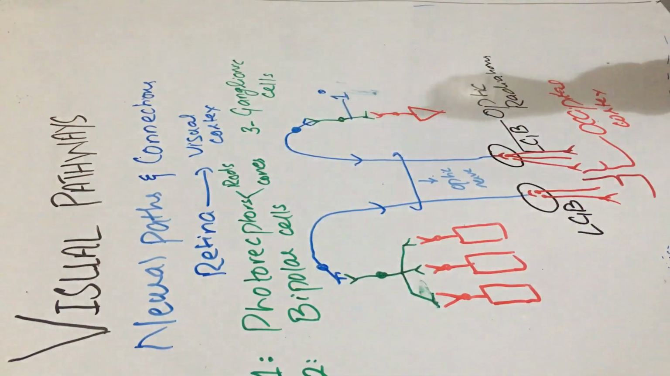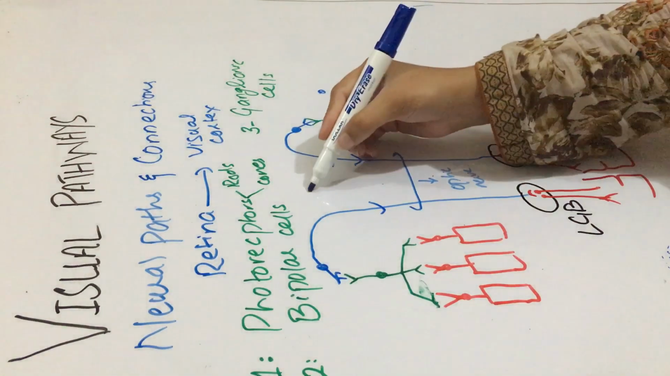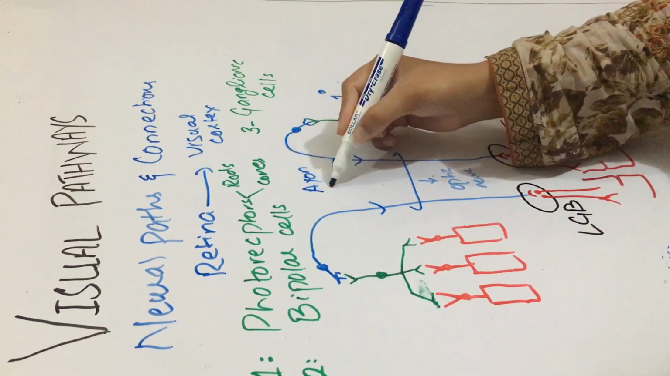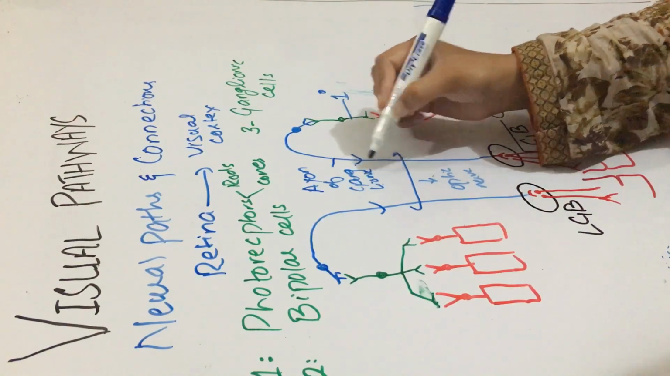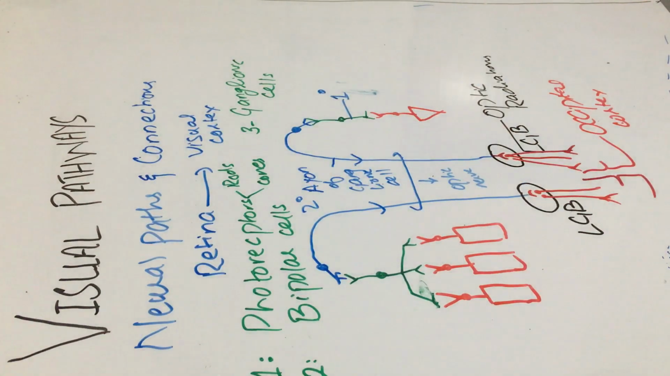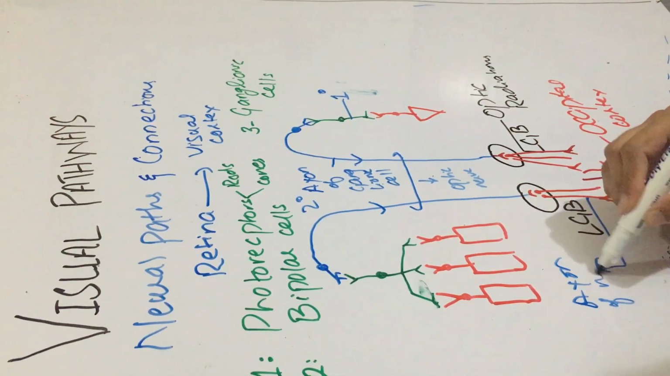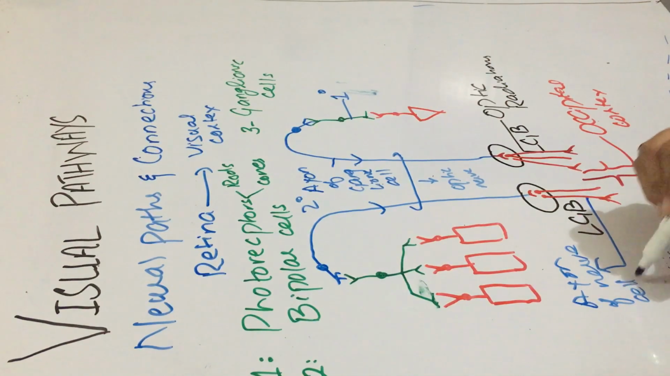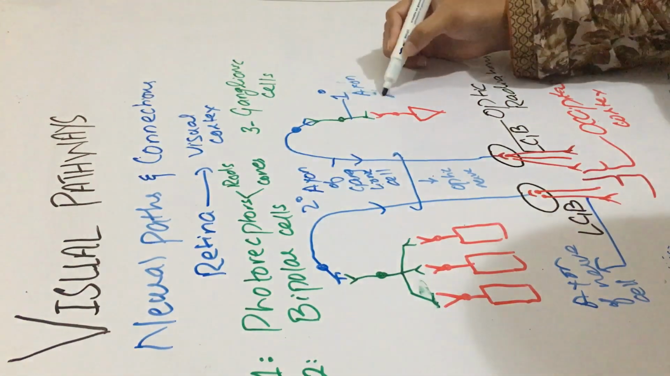The second order neuron would be the axon of the ganglionic cell. And what would be the third order neuron? The axon of the nerve cell emerging from the lateral geniculate body. And this is the axon of the bipolar cell.